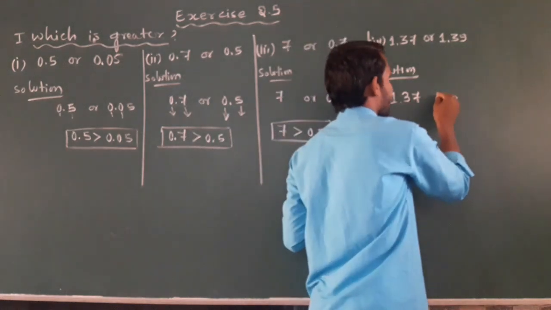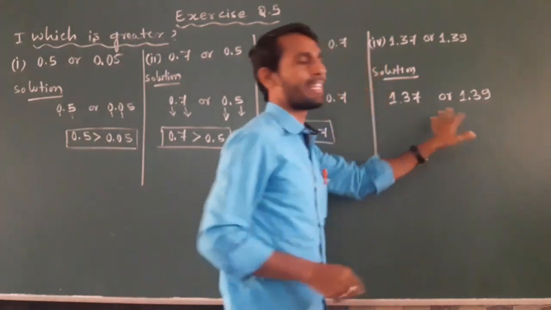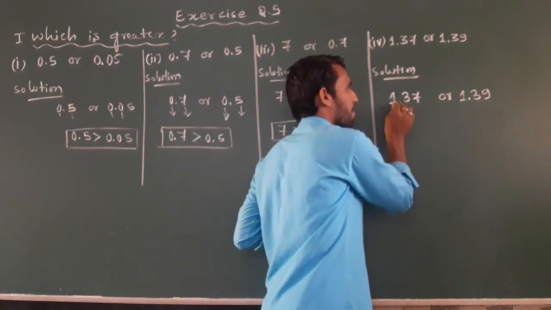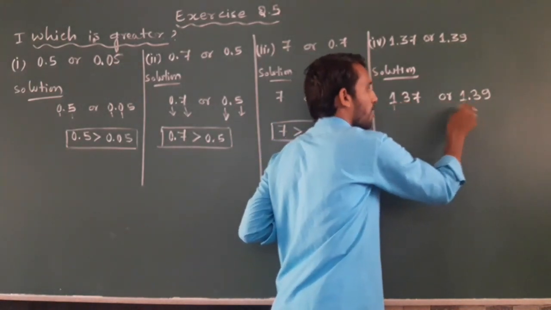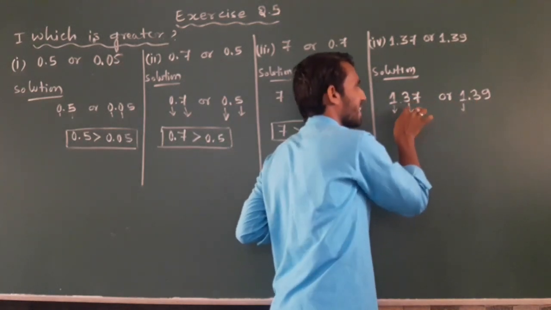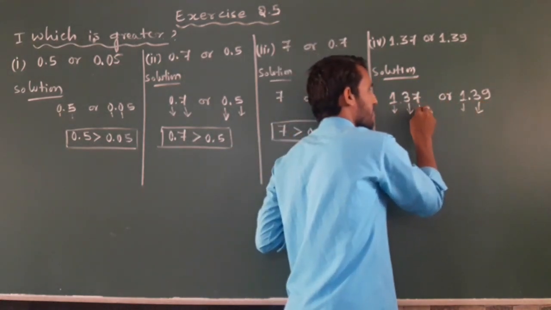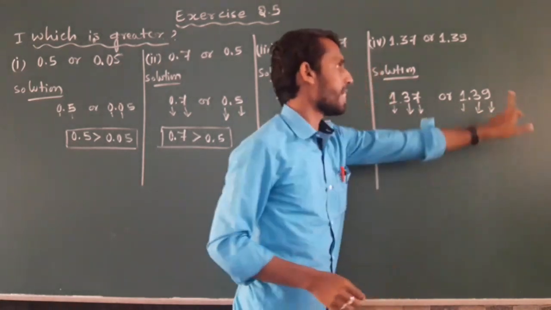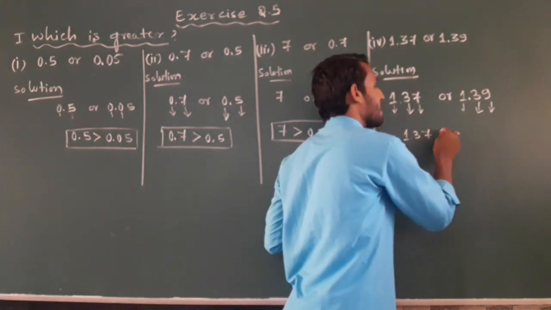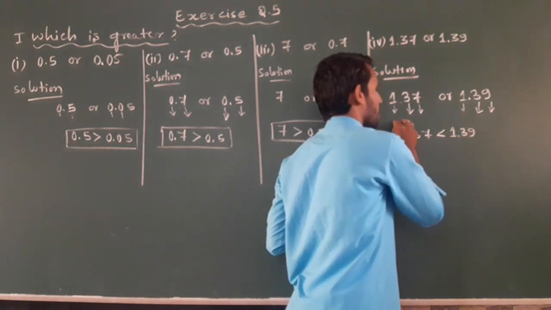Now the fourth problem, see the solution. We have to find out which is greater in these two decimal numbers, 1.37 or 1.39. See, first the ones place. The ones place in the first decimal number is 1, and here also 1. Now these two are equal. Next you move to the tenths place. Here 3, and here also 3. Both are equal. Next you move to the hundredths place. Here 7, here 9. Which is bigger? 9 is bigger. So we can say that 1.37 is smaller than 1.39. This is the solution.